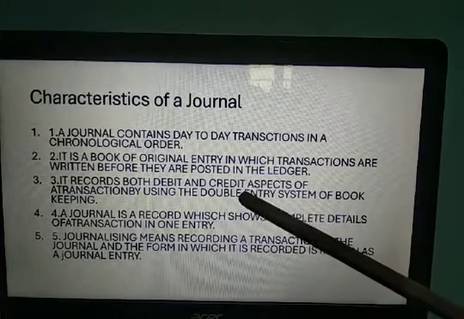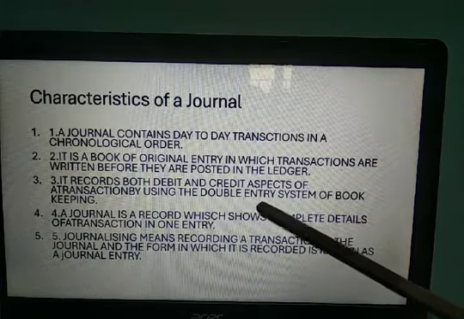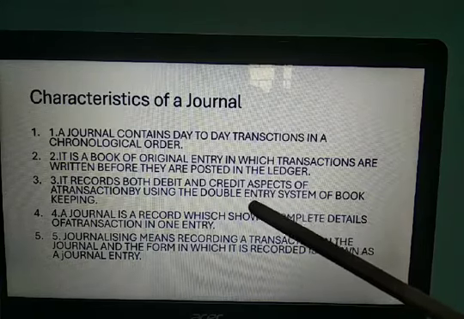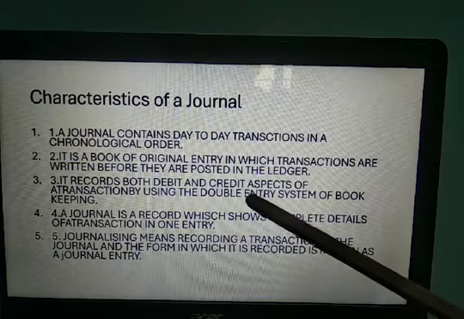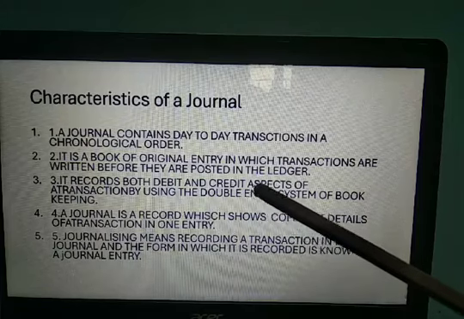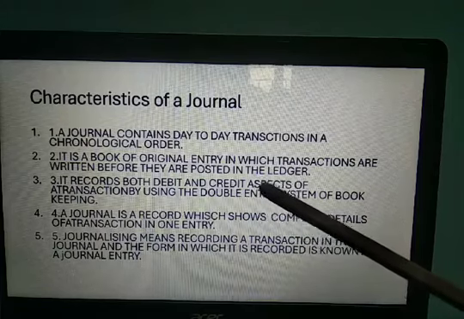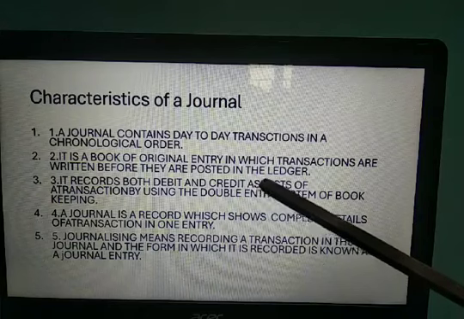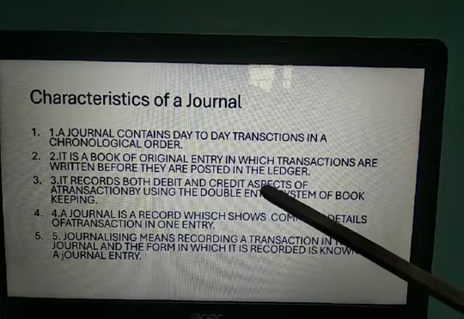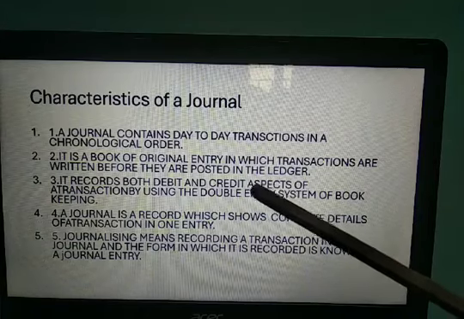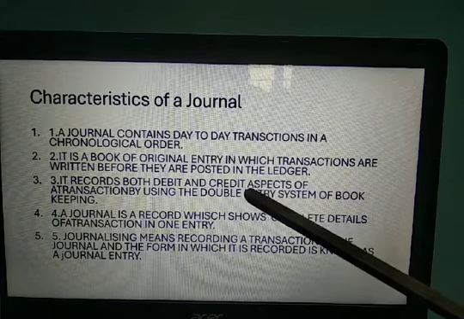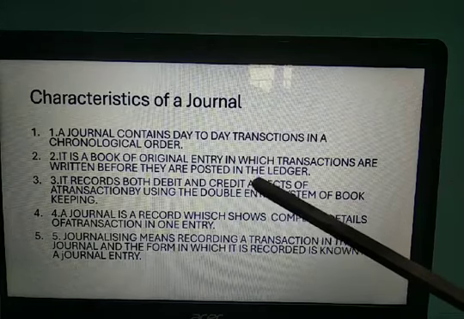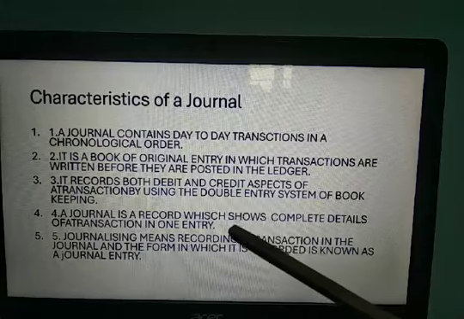The next point is that it records both debit and credit aspects of transactions by using the double entry system. You understand that the basic of the double entry system is two sides. For any transaction, if one side is credit, definitely the other side must be debit. Similarly, if one side is debit, then the other side must be credit.